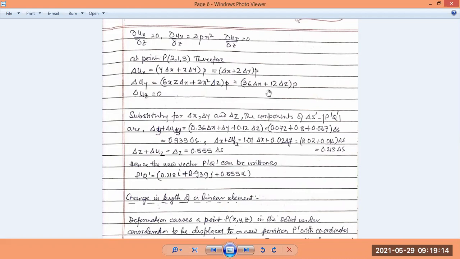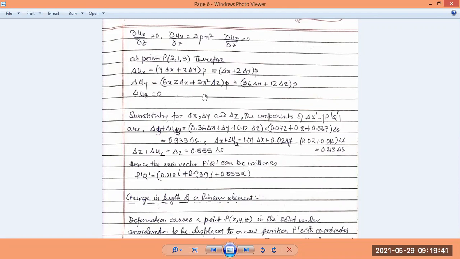So 12, and now delta z is equal to 0, because all three are equal to 0 itself. Now if we put the value of x equal to 2, y is equal to 1, and z is equal to 3 in this equation, it will take this particular form, delta x into 2 delta y p, where p is known to us equal to 1 by 100, 36 delta x, 12 delta x, and 12 delta z. It is delta z into p, and if z is equal to 0.